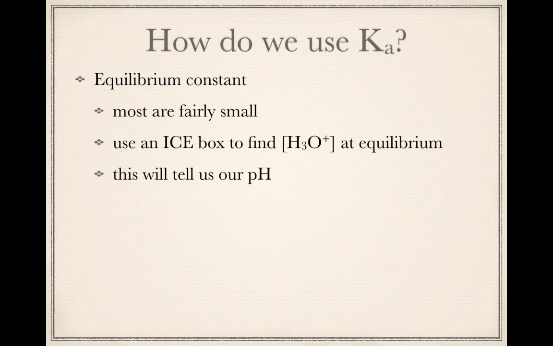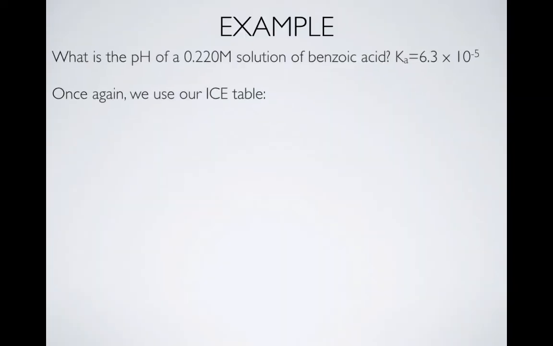So, like we do with any equilibrium equation or constant expression, we want to use an ICE box in order to find one of our species at equilibrium. And for a Ka type problem, what we're usually looking for is the hydronium concentration, H3O+. And this will tell us what our pH is by plugging that concentration into our pH equation. So let's just take a look at an example here.